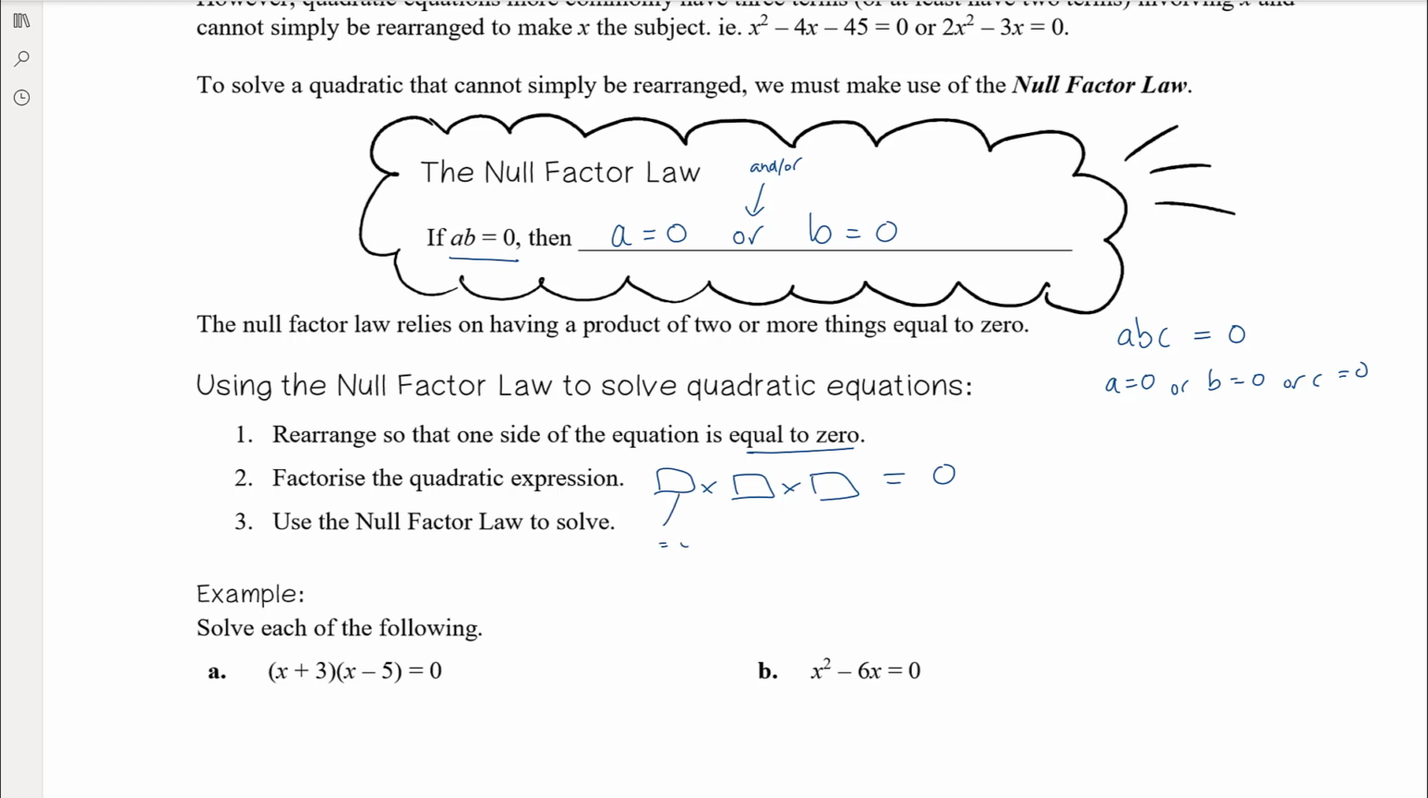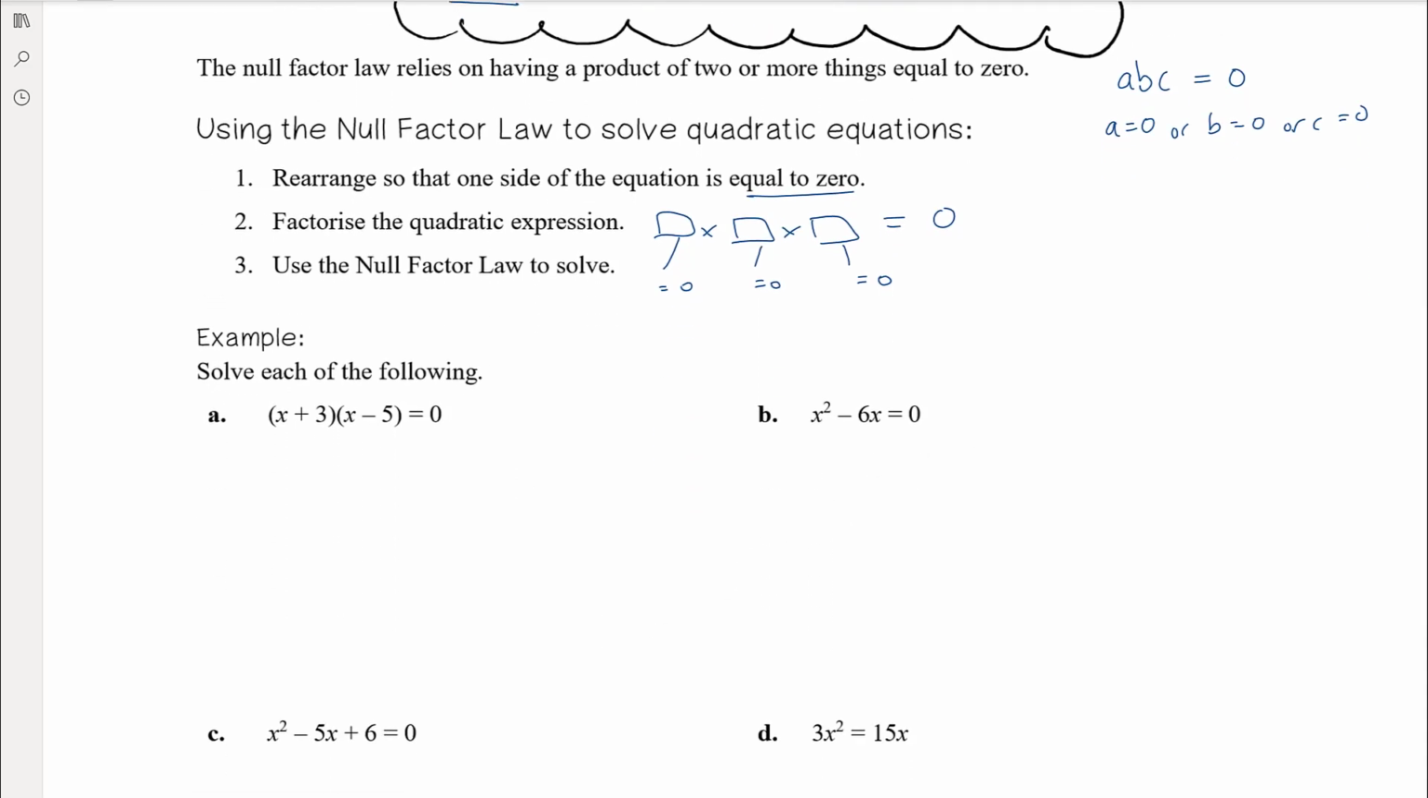Either that thing equals 0, or that thing equals 0, or that thing equals 0, and we can solve from there. Okay, so that's our strategy. So let's focus on that. Let's be clear about what we're doing. Let's make sure we actually write down the things that we need to write down. So solve each of the following.